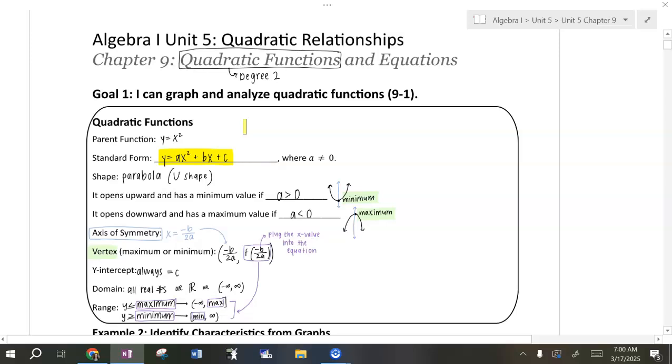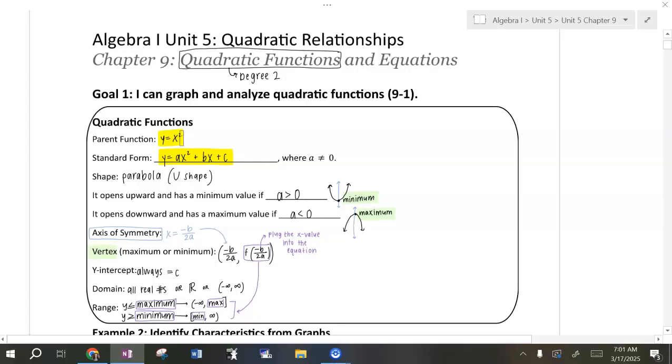You guys already know a few parent functions. You know the linear parent function, y equals x to the first power. It makes a straight line. And you also know the parent function that's absolute value. It's y equals the absolute value of x, and you know that graph makes a V shape. In addition, you've now learned the exponential parent function, y equals some base to the power of x, and you learned that that makes kind of a J-shaped curve. And in this chapter, we're learning more about y equals x to the second power.